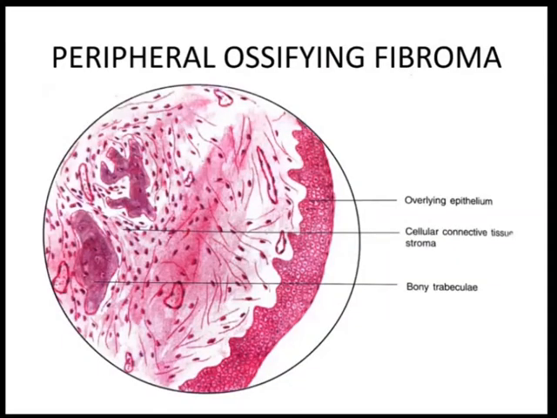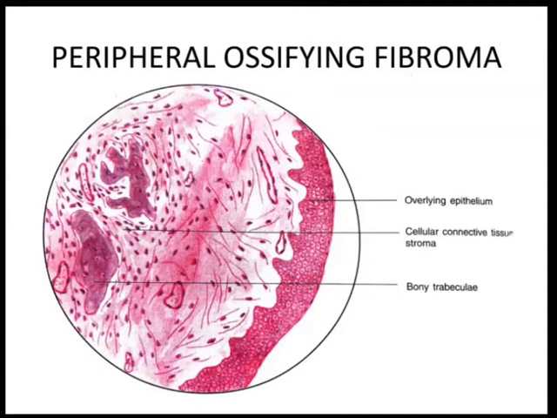Next is ossifying fibroma. It's classified into peripheral and central ossifying fibroma according to the location in the oral cavity. If it is seen in the periphery of the oral cavity or the oral mucosa, example gingiva, call it peripheral, wherein you can see an epithelium. In central, you won't see the epithelium because it will be seen in the bone.